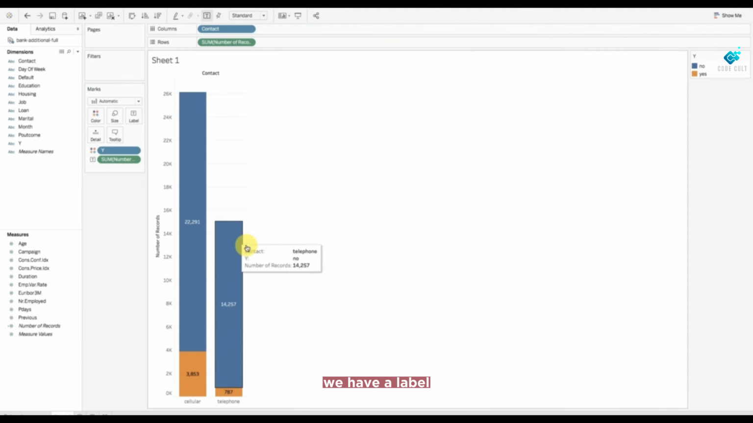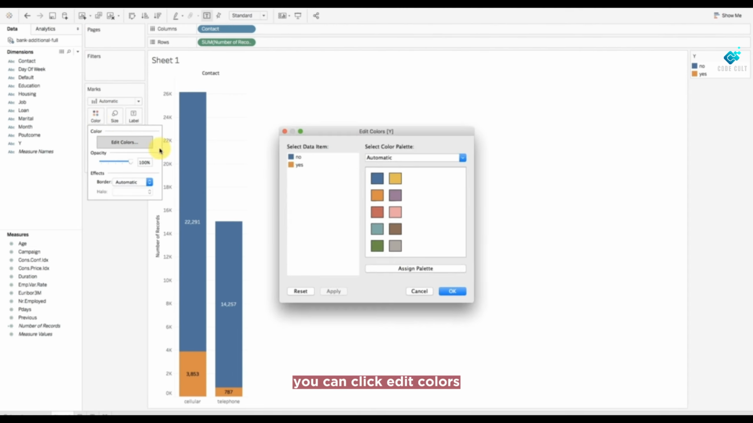Now all of a sudden we have a label which tells us how many people we actually contacted. By the way, if you want to change the colors, you can click edit colors and change them over here. So just click and you can change it to purple or whatever, but I'm just going to keep our current color palette.